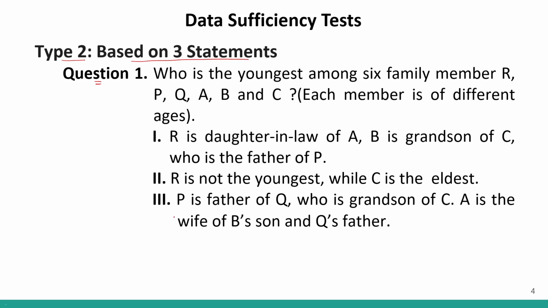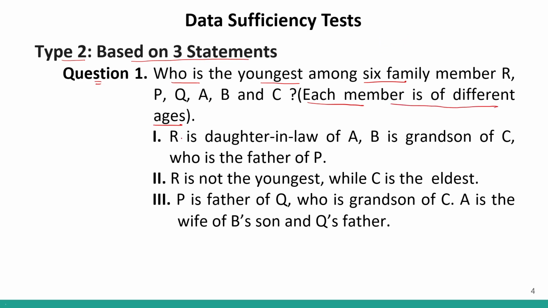This question has three statements and we have to identify which of them is enough to answer the question. The question is, who is the youngest among 6 family members R, P, Q, A, B and C? So there are 6 family members and each member has a different age. Even if they belong to the same generation, because whenever we solve questions on blood relation, we draw a generation chart, a family chart, correct? Even if we have people from the same generation, they are of different ages. For example, 15, 16 and 17. Okay, so this is given to us in the question. This detail is important.